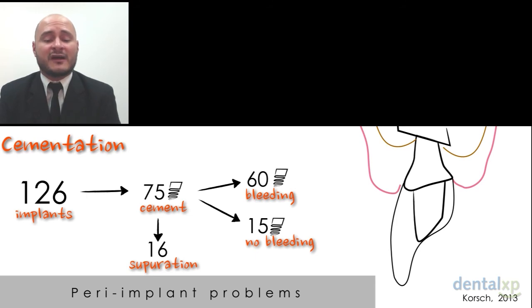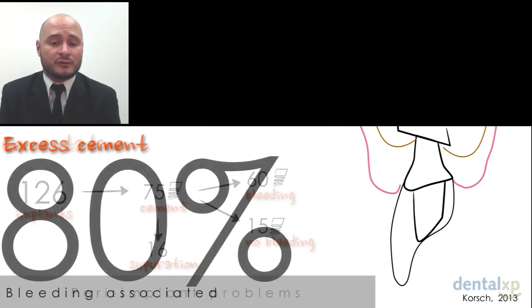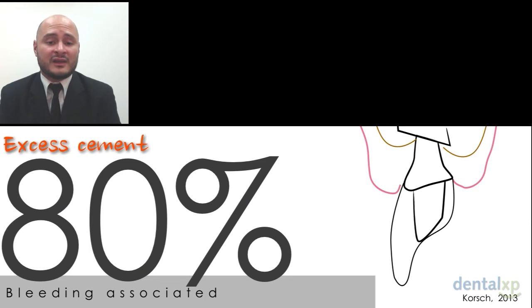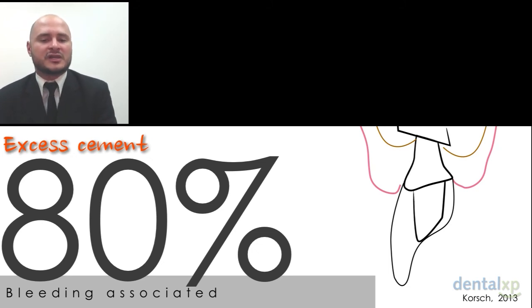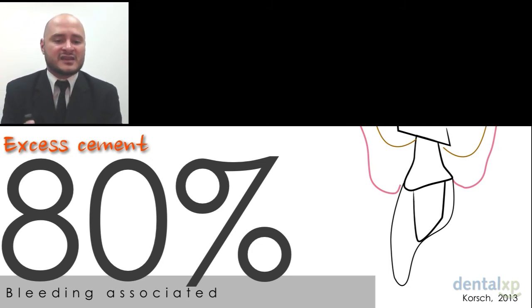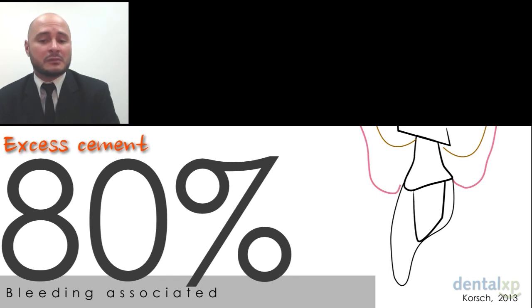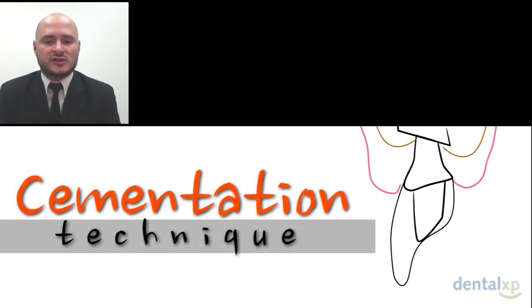16 of the 75 implants also had suppuration. So he came up with a number that was 80%, in which he found bleeding associated to them. 80% of these implants that had excess cement around them had associated bleeding. He also found that if it was retrieved, then the soft tissues looked better.